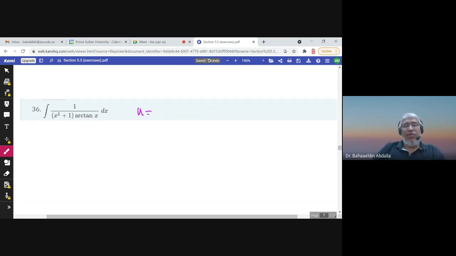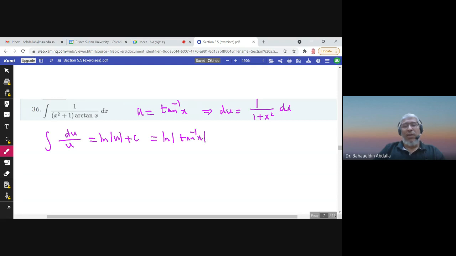Again, I'll take u to be tan inverse x, and du would be 1 over 1 plus x squared dx, which is already there. So 1 over x squared plus 1 dx is just du, and arctan x is u. So the answer would be ln of tan inverse x plus c.